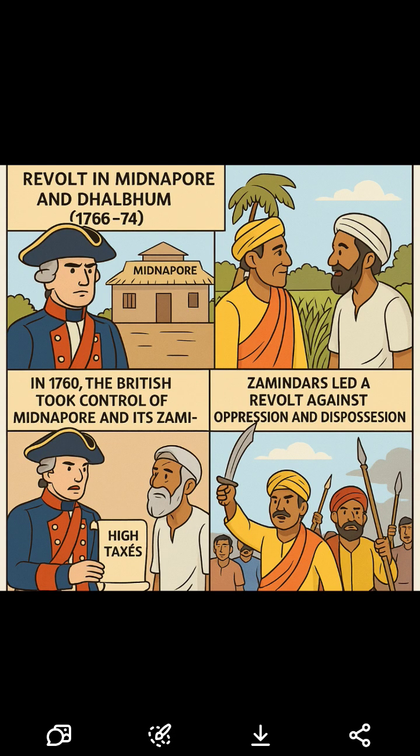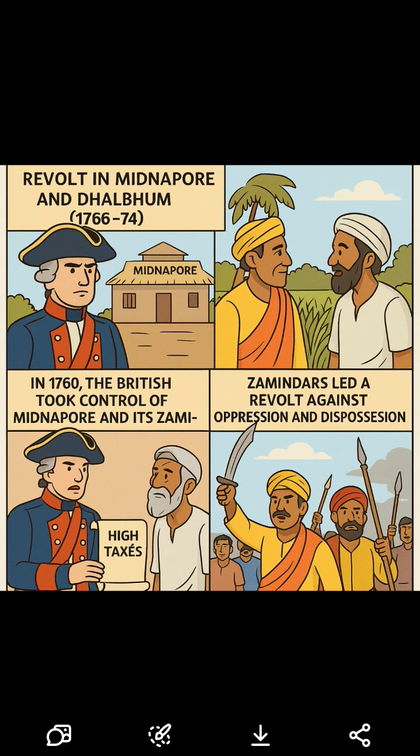How did the British respond? The British saw this as a serious threat. They used military force to crush the revolts. By the early 1800s, they had disarmed rebel leaders, destroyed their estates, taken full control over the jungle mahals, removed old zamindars from power.